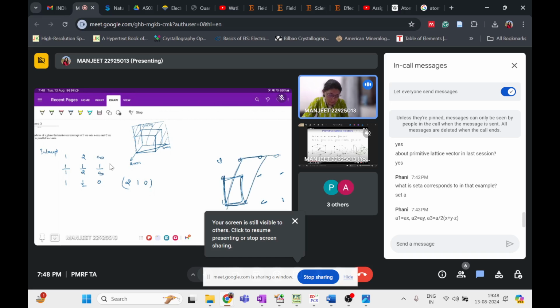If somebody wants to take this one, it is non-primitive. If I want to convert it to a primitive one, I will choose this one so that the atom will be considered, either I take this one or this one, so that it becomes primitive. In the same way, this is my body diagonal, this atom.